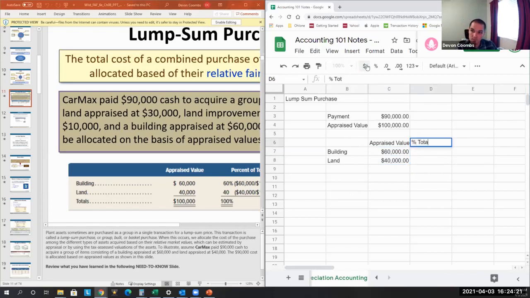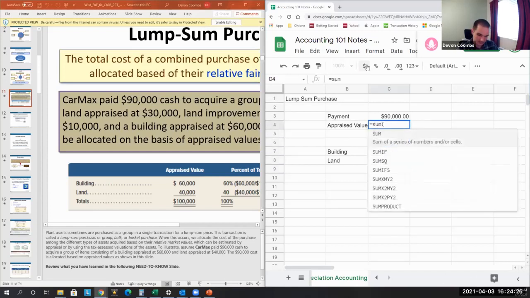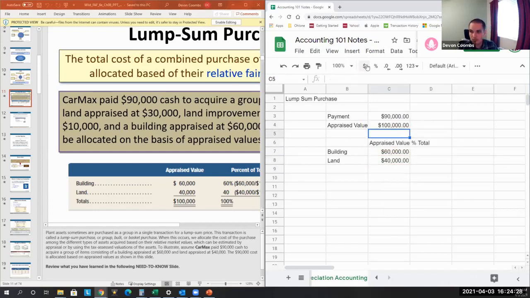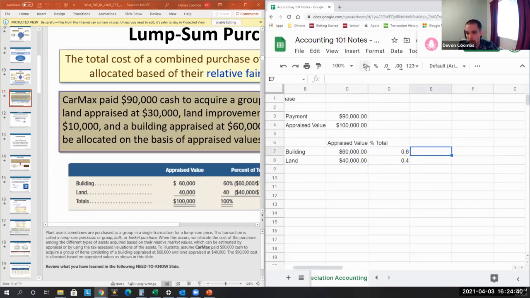The percent total, so we can sum this here. That is divided by our appraised total: the building is 60% of the appraised total, and the land is 40% of the appraised total. Does that make sense so far? How we did the math. Good. And then we say cash paid.